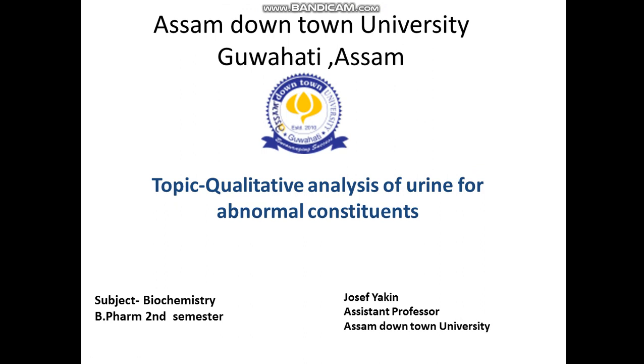So in my previous videos, I have already explained the principle involved in this experiment, that is qualitative analysis of urine for abnormal constituents. We have performed four tests, for glucose, for albumin and ketone bodies, and already have discussed the procedures involved in this experiment. So now I'm going to discuss the results we got from those tests.